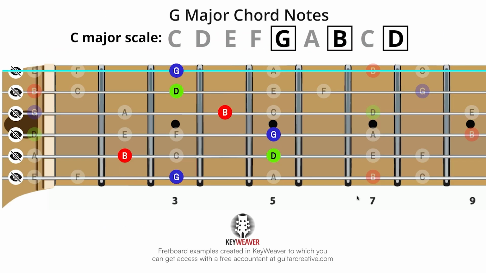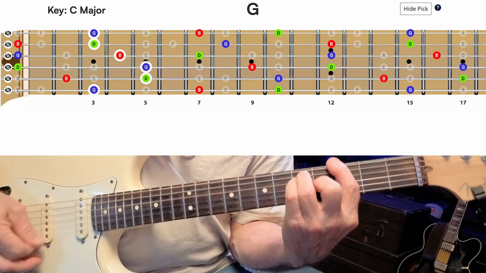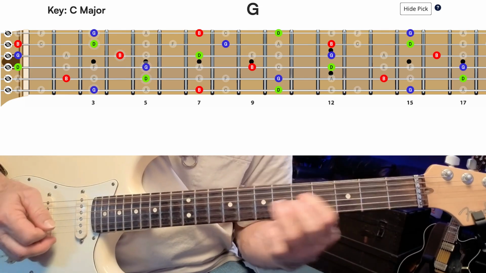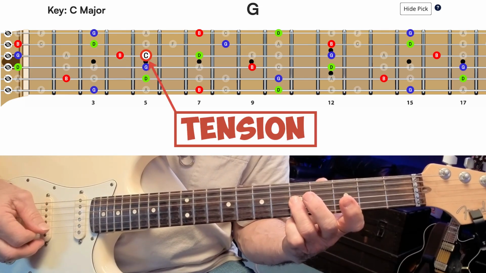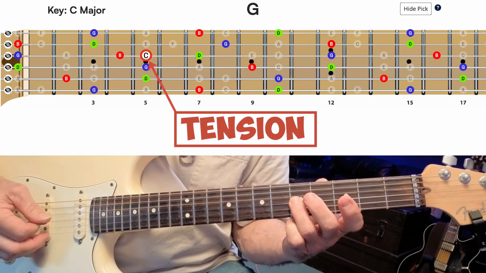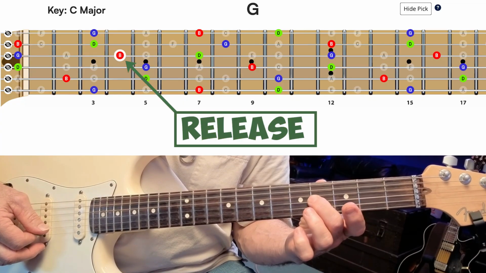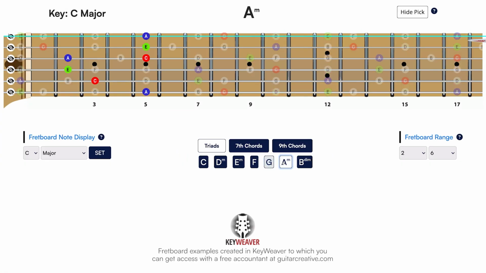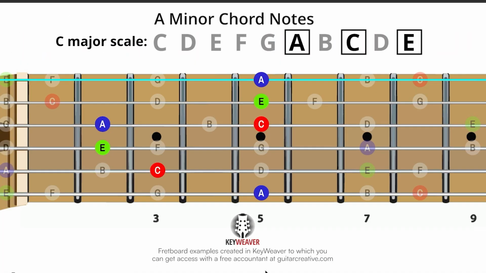On to the 5 chord, the G major. The only non-chord note that's 1 fret above a chord note is the C note. So that's your strong tension note for G major. Now to the sixth chord, the A minor. And here, just like the C chord, the F note is the only note that's one fret above a chord note.